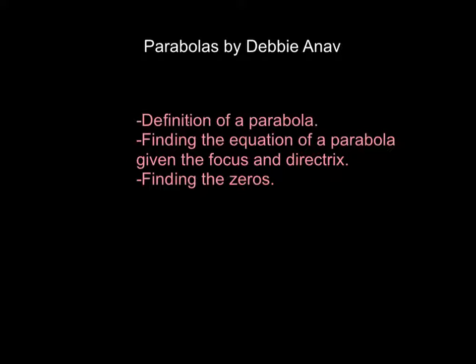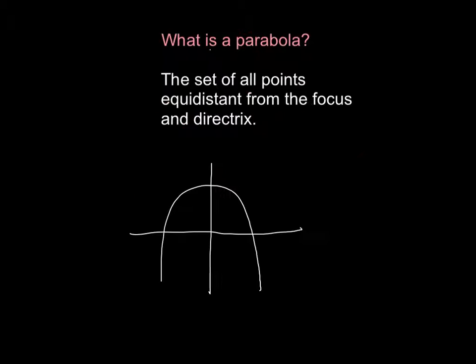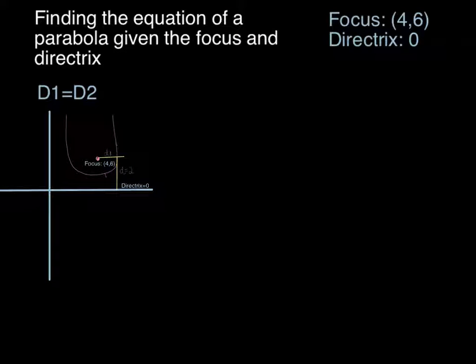This video will be covering the definition of a parabola, how to find the equation of a parabola given the focus and directrix, and how to find the zeros of the parabola. What is a parabola? It's the set of all points equidistant from the focus and directrix. This is helpful when trying to find the equation of a parabola when given the focus and the directrix.